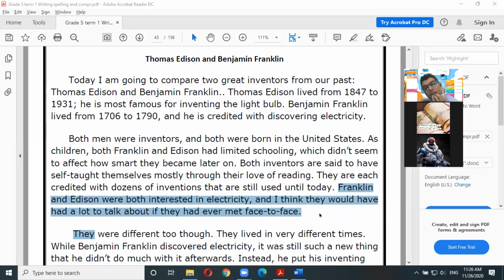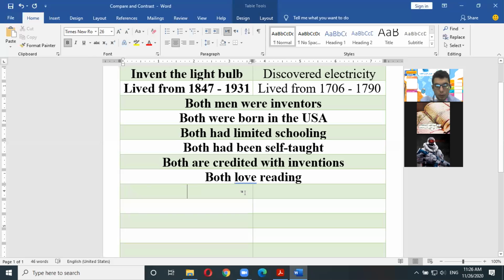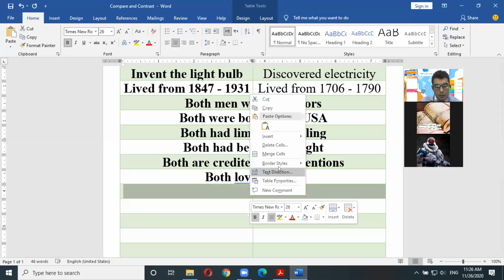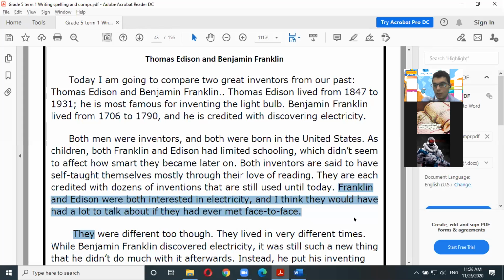Very good. So there's one thing here. What is it? Both of them are alike. Franklin and Edison were both interested in electricity. Very good. So both were interested in electricity. Amazing. Both were interested in electricity. Thank you very much for that, Adam. Abdullah.